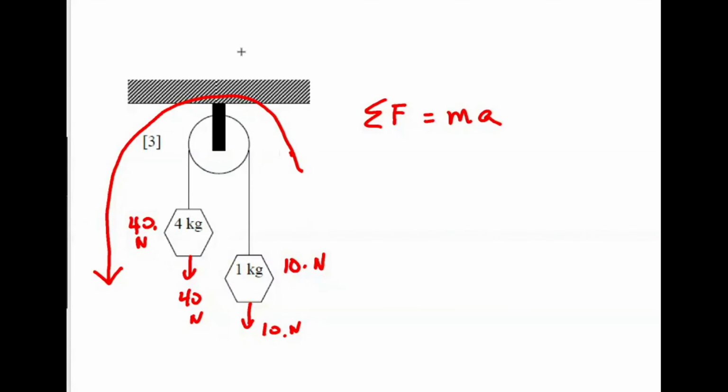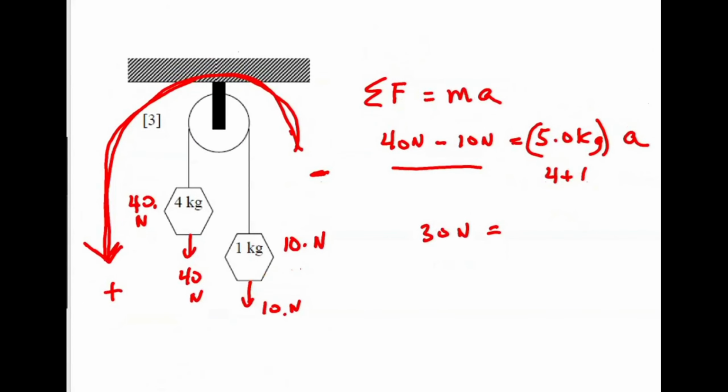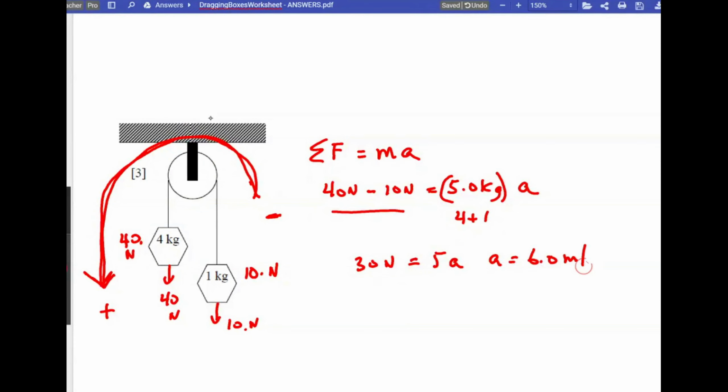What we're going to say is, okay, let's treat counterclockwise as positive, just because I know my system's going to go in that direction. Let's treat anything in this direction as negative. So the 40 newton force is positive, the 10 newton force is negative, and equals ma. Now pay attention. What's being accelerated by these two forces? Well, both masses, right? Both 4 plus 1. Both masses are being accelerated by this net force. So 30 newtons equals 5a. So a equals 6.0 meters per second squared.